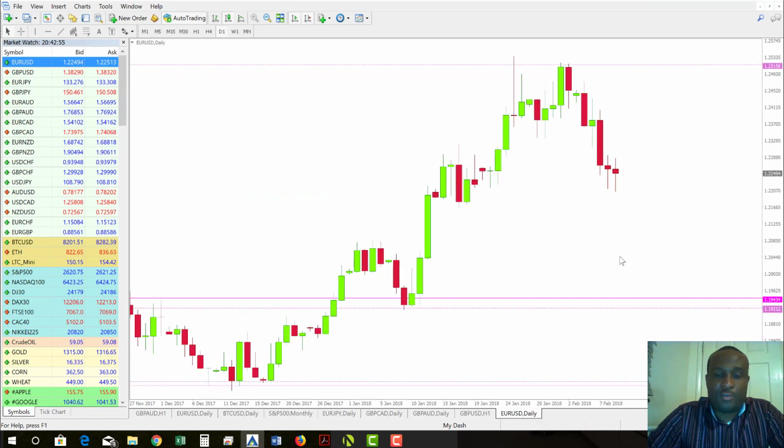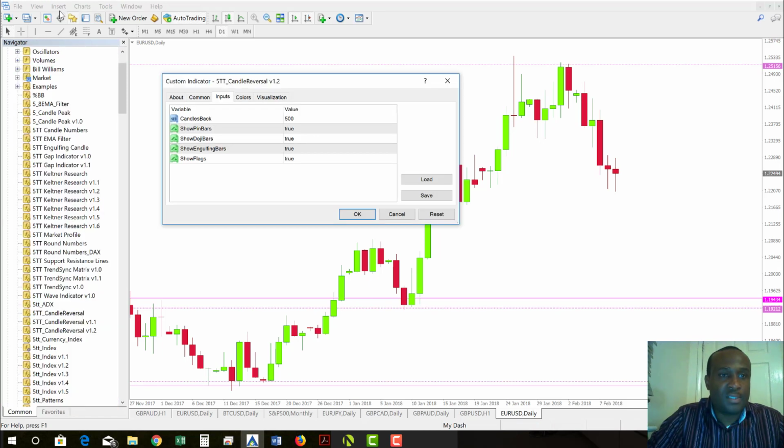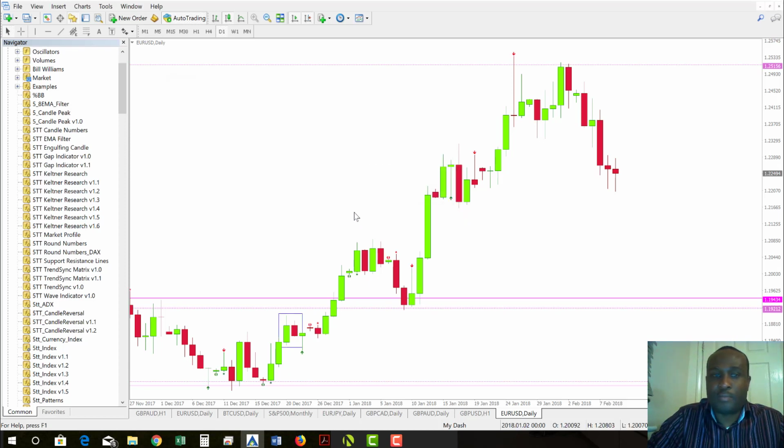Now the next thing I'll do is decide what system I'm going to look at to see if there are any opportunities as the markets open today. The first one to look at will be the 5TT candle reversal system, which is based on candle and price reversal points. On it, I want to show the pin bars, dojis, engulfing bars, and flags. And I'll just OK it.